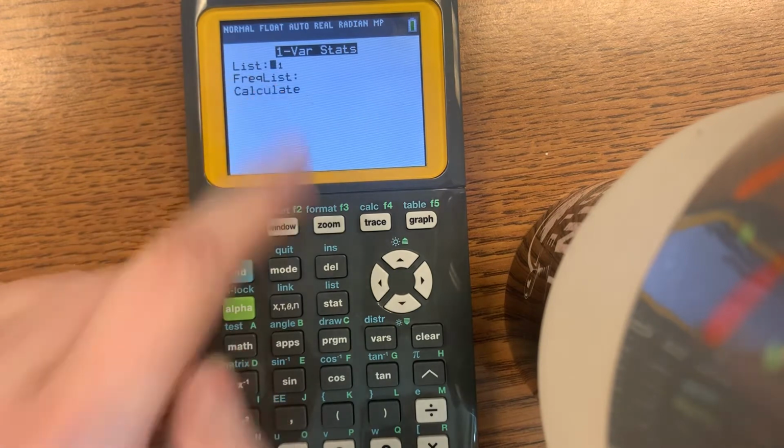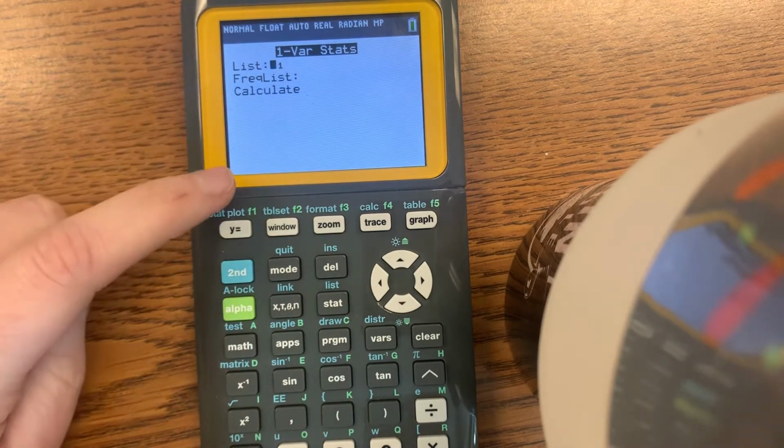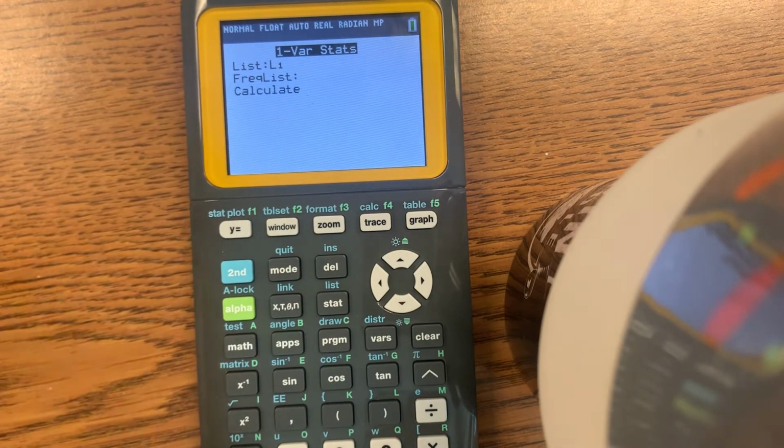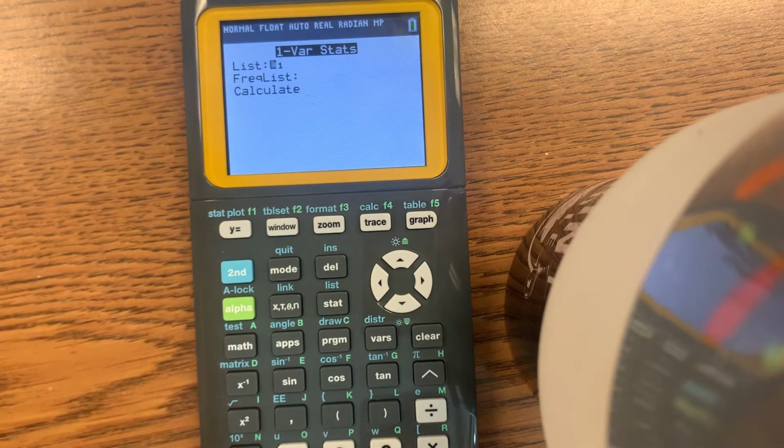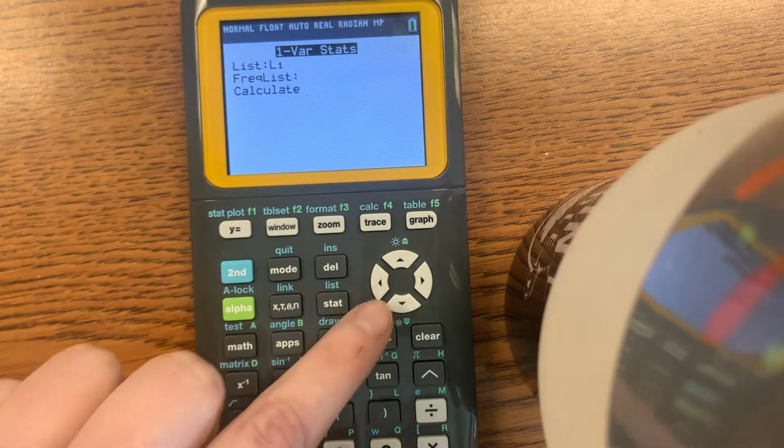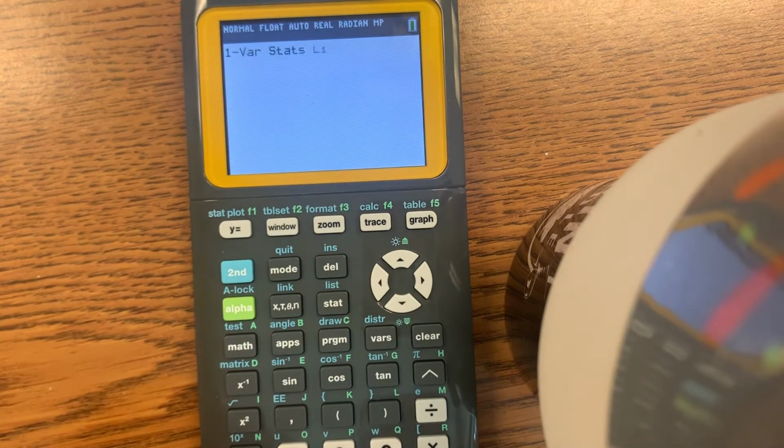It'll ask you what list. If you have an older calculator that doesn't bring up this menu, your calculator will automatically use L1 as default. There is a way to change that, but I just find it easier to put the data in L1 to begin with. Frequency list, we're gonna leave blank. Again, if you have an older one, it won't automatically ask you for that, so don't worry about it. And then we're gonna hit calculate.